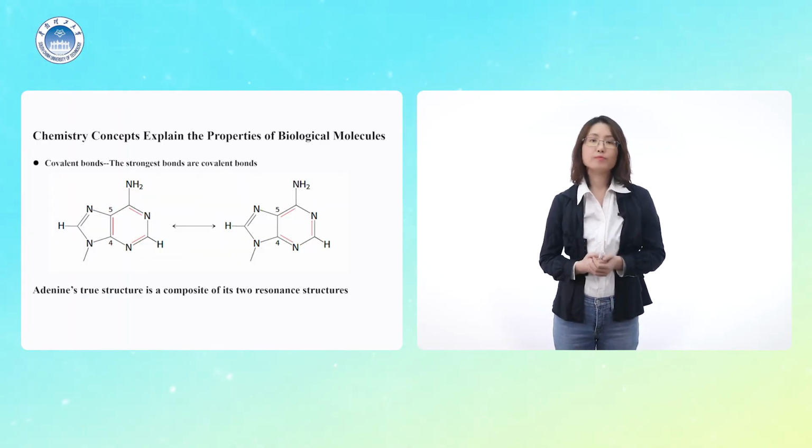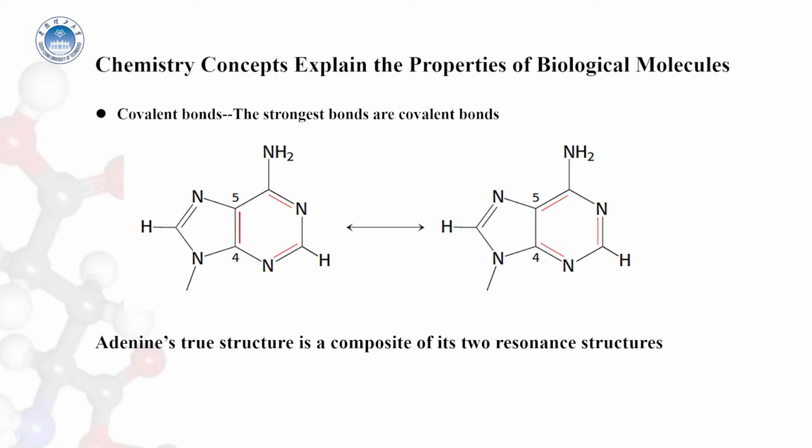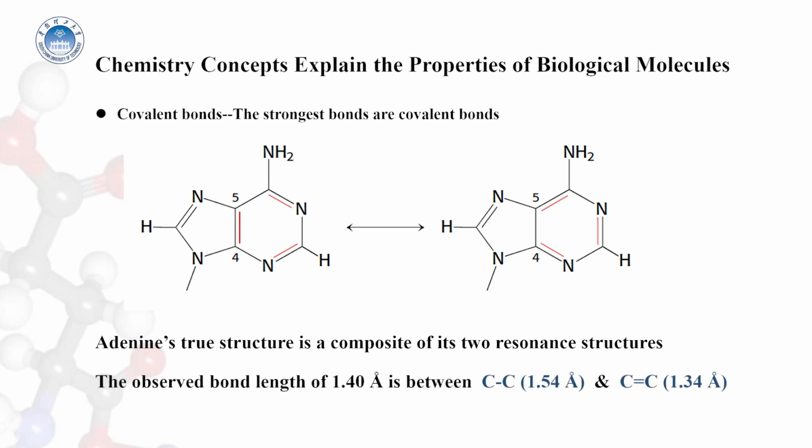For both molecules, more than 1 pattern for covalent bonding can be written. For example, adenine can be written in 2 nearly equivalent ways called resonance structures. The observed bond length of 1.4 angstrom is between that expected for a carbon-carbon single bond and a carbon-carbon double bond. A molecule that can be written as several resonance structures of approximately equal energies has greater stability than does a molecule without multiple resonance structures.